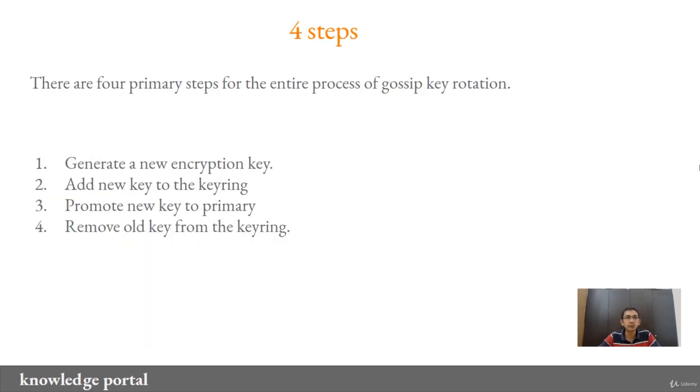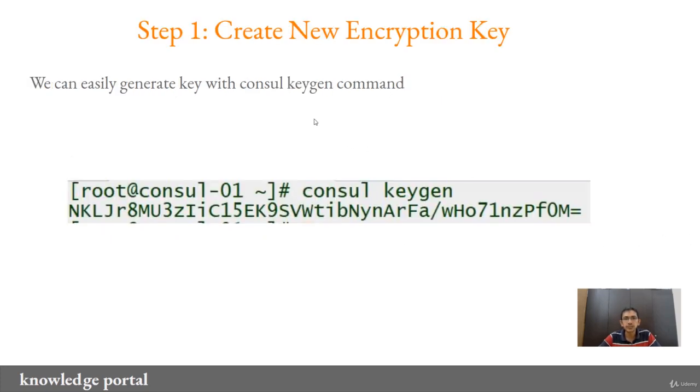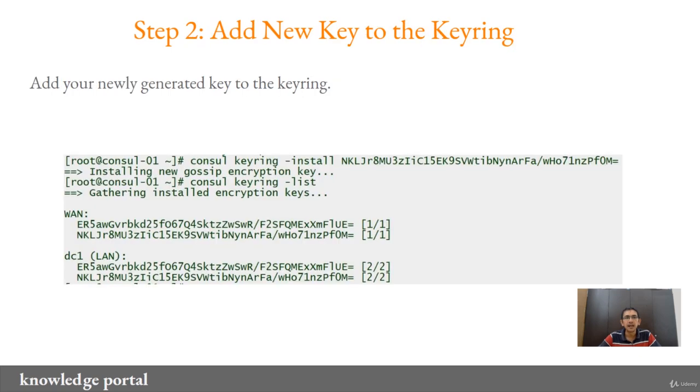So let's look into the 4 primary steps that are involved. First step is you have to generate a new encryption key. Second is you add that new key to the keyring. Third is you promote the new key to the primary. Fourth step is you remove the older key. So the step 1 is to generate the new encryption key. You can easily generate it with the Consul keygen command and you will get a new encryption key here. The second step is to go ahead and add that encryption key to the keyring.